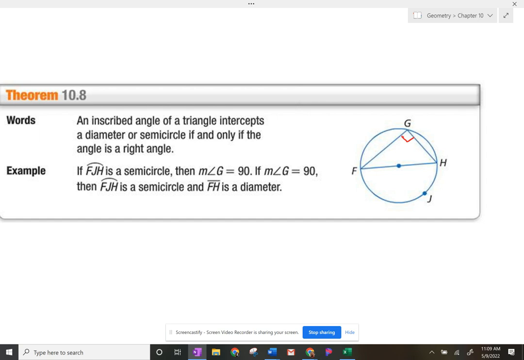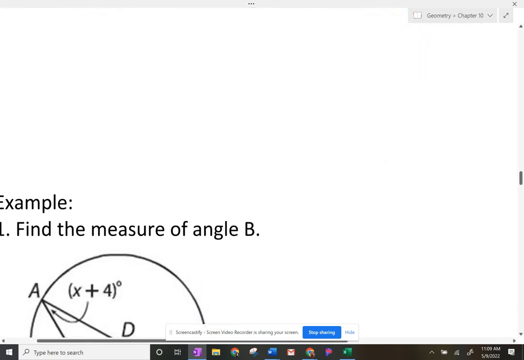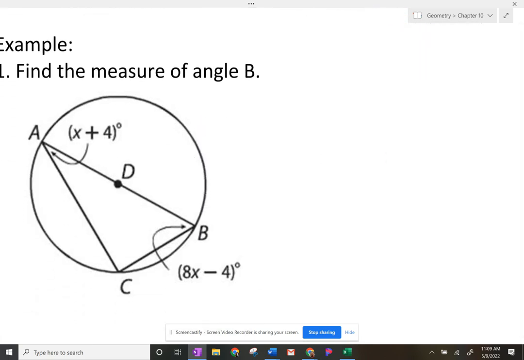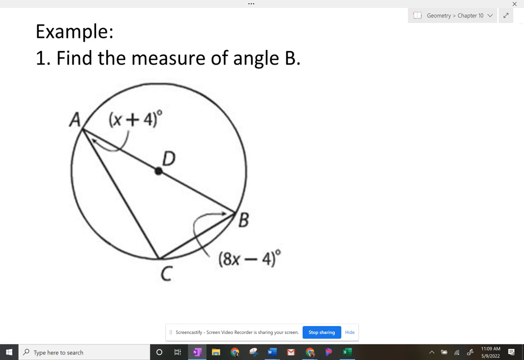So that's what this theorem says: if you have a diameter and you've got two inscribed angles coming from the ends of that diameter, it'll be a 90-degree triangle. All right, so I'm going to look at this one here. This first one we'll do together. It's the diameter. If it's a diameter, angle C has to be what? 90 degrees. Sweet.